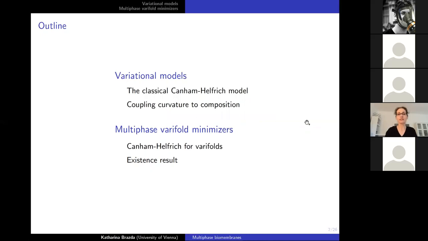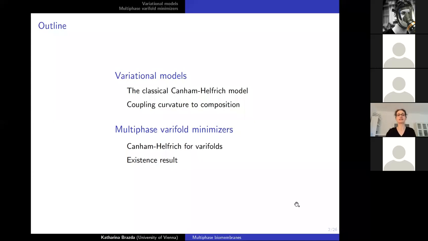First I will give you a brief outline of my talk. Namely, I will present the variational models that determine the shapes of biomembranes. I will first present the classical Canham-Helfrich model, and then I will explain how this model can be generalized to include heterogeneous membranes where curvature is coupled to the composition of the membrane. And then I come to the multiphase varifold minimizers, the result joint with Luca and Ulisse. I will first explain what varifolds are, and then how to define Canham-Helfrich, and then present my existence result.